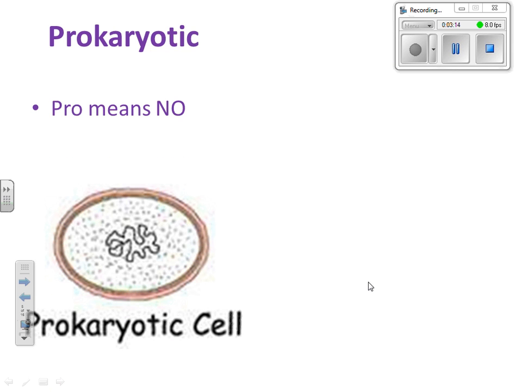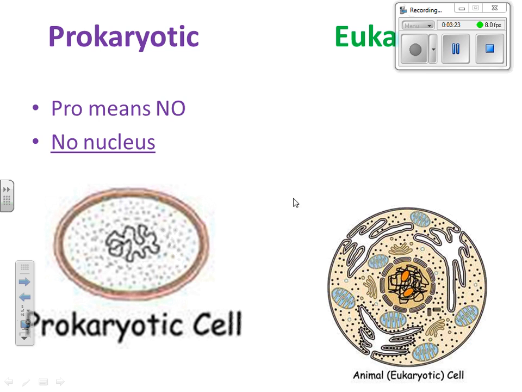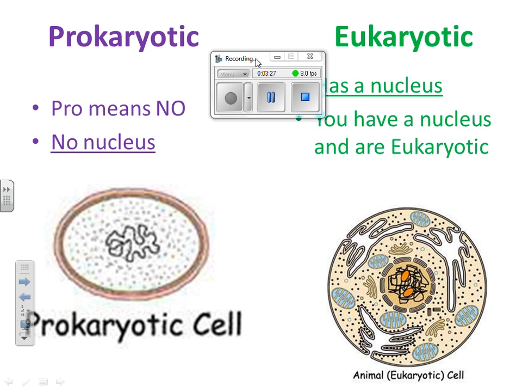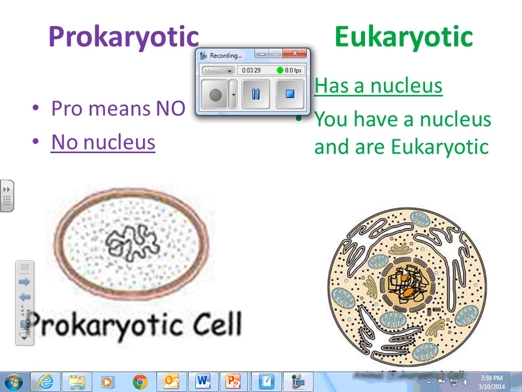Prokaryotic means no nucleus, so you can see the DNA is kind of floating around. It's not in a membrane-bound nucleus. And eukaryotic cells, which are the cells that you have, do have a nucleus. So it has DNA that's surrounded by a membrane, and it also has lots of other organelles.